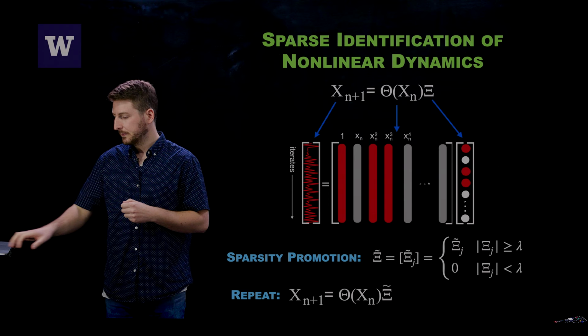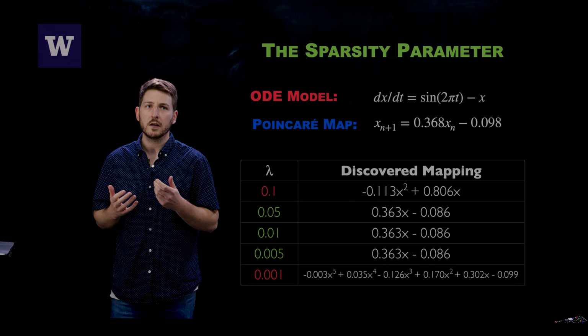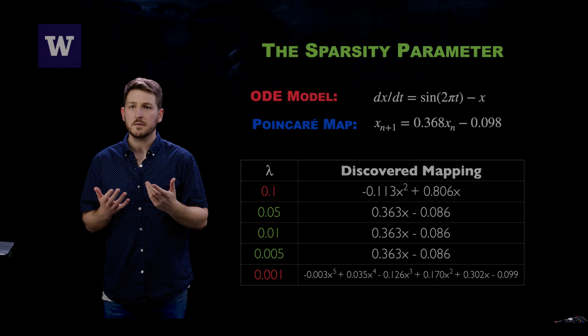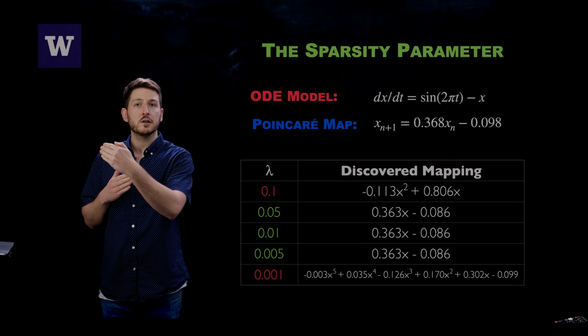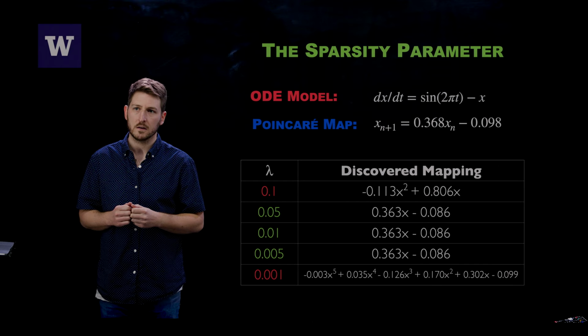Let's start with the sparsity parameter. I want to illustrate this with an extremely simple ODE model you can see here. It's a linear system. You can see that there's a periodic driving force being applied to it. And we are going to use our Poincare mapping as the solution tracked after the completion of each period of the driving force. So that's just integer values of t in this case.